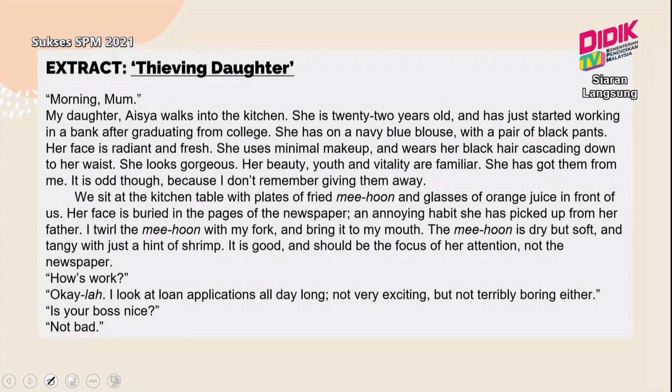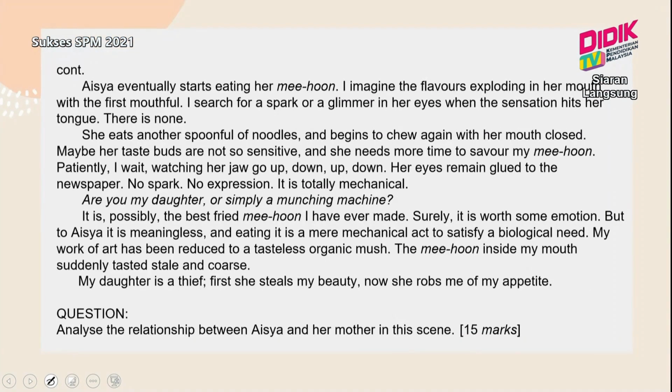I made it a little bit bigger so that you can see. Reading through, the first thing you do is put it into perspective. Where in this short story did it happen? This is at the beginning, where the mother's hoping for meaningful morning conversation at the breakfast table. But obviously she's disappointed because you see there she says in her mind, are you my daughter or simply a munching machine? Aisha doesn't seem very aware of what her mother feels.